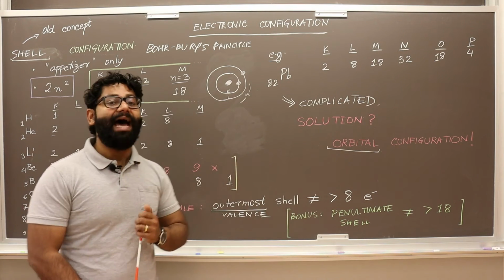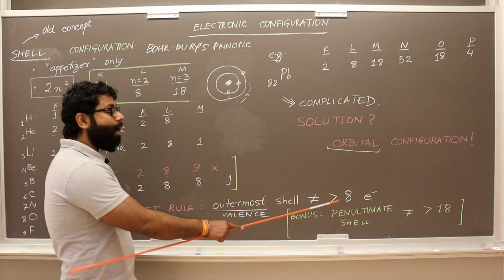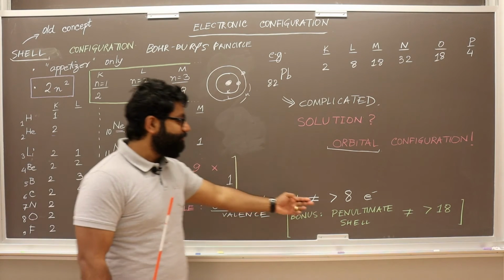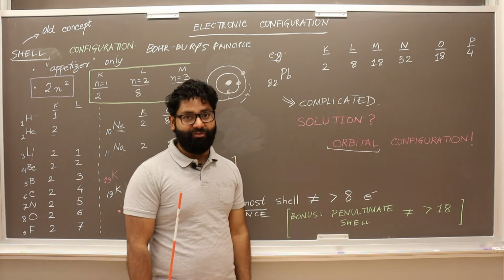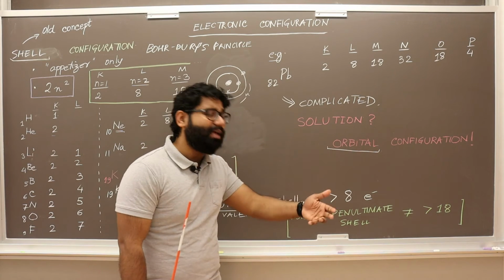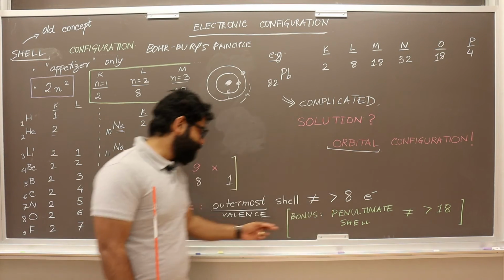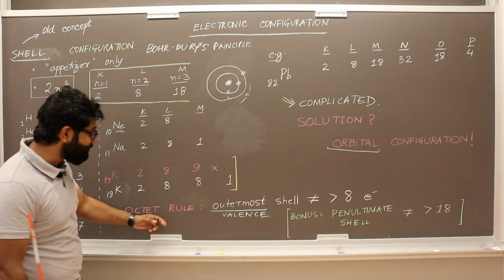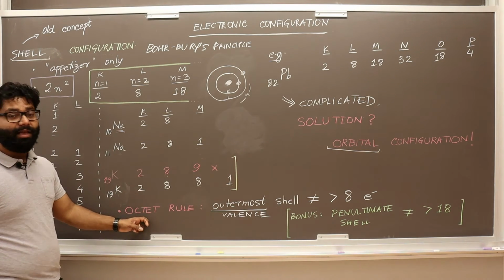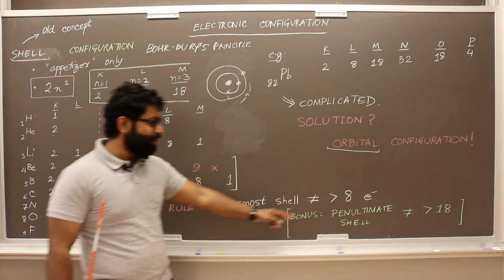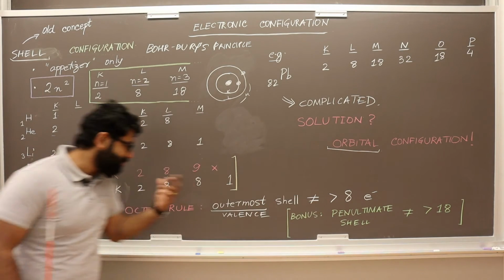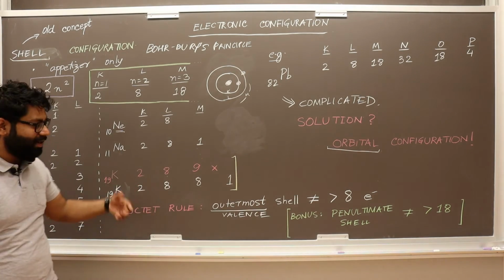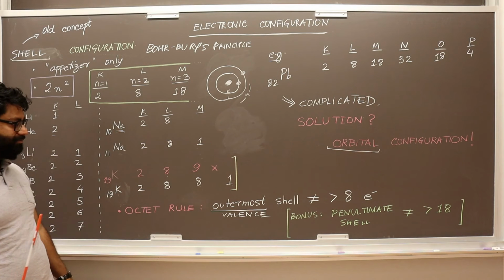Why? We'll see why this happens. Why can't we have more than 8 electrons? Or do all atoms need to adhere to this rule or not? So this rule is called the Octet Rule. Why? Because the outermost shell cannot have more than 8 electrons. 8 comes from the word octet, so there is this rule, the Octet Rule, okay?